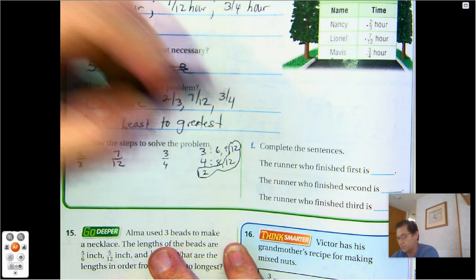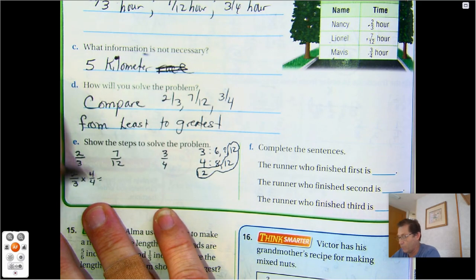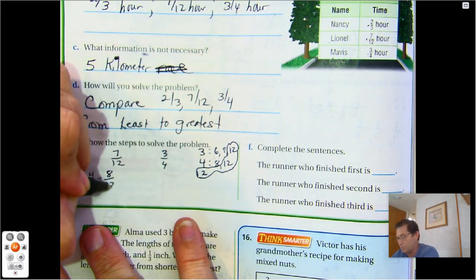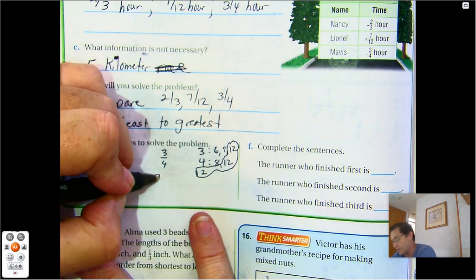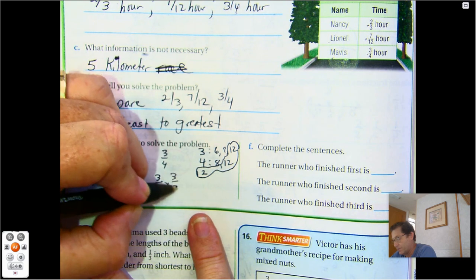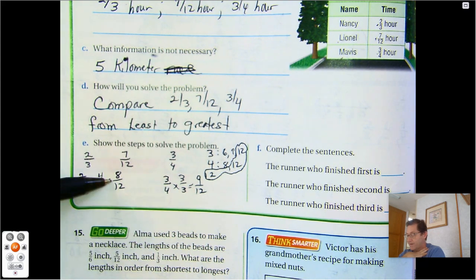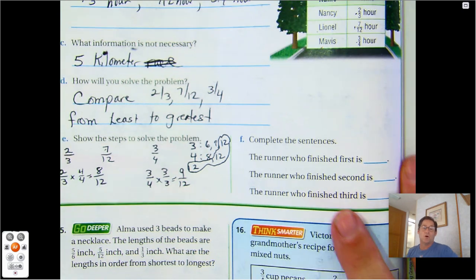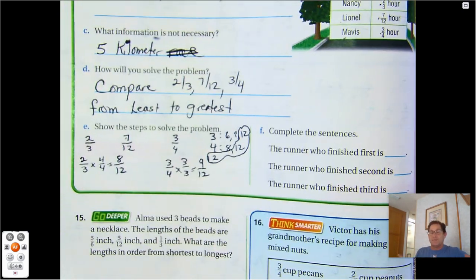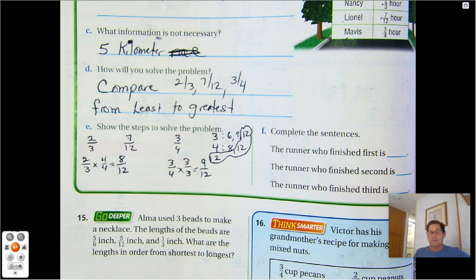So 2/3 times 4 over 4 would be 8/12 of an hour. 7/12 is already 12ths, so we'll leave that alone. And 3/4 I'm going to multiply by 3 over 3. So that's 9/12. So now we have 8/12 of an hour, 7/12 of an hour, and 9/12 of an hour. So the furthest from the hour was the fastest. Okay, so who was furthest from completing the hour of running?